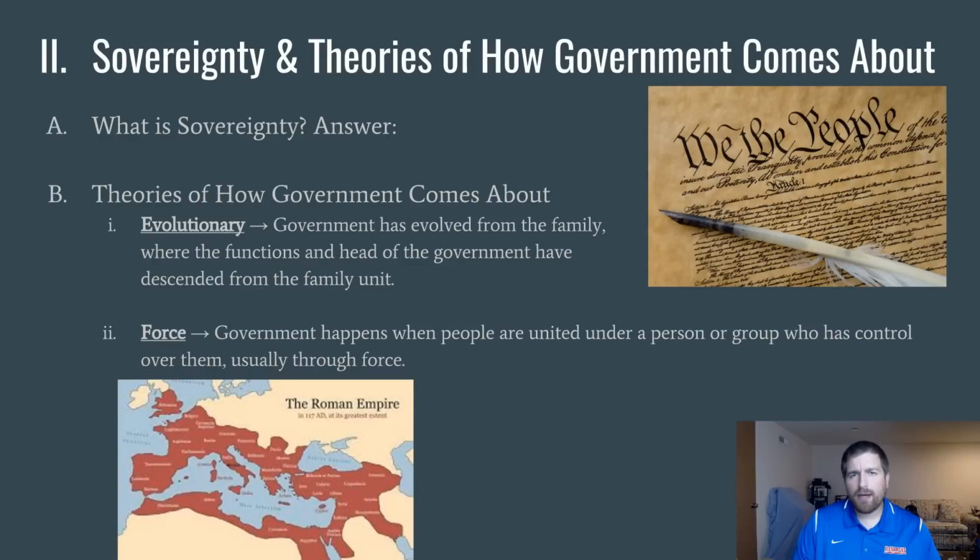The second theory of how government comes about is what is known as force theory. And that basically means that government happens when people are united under a person or group who has control over them, usually through force. One of the classic examples of a government being established through force theory is the old Roman Empire. A power that extended throughout Europe, into Africa, and eventually conquering the entire Mediterranean, didn't do so by asking people nicely. They took that territory by force, and they maintained that empire by force.